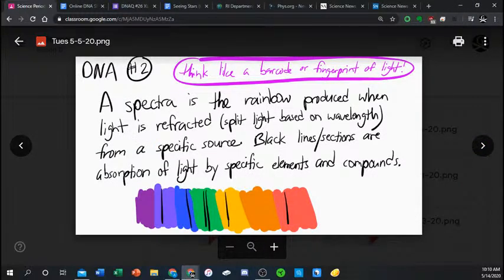Number 2, asking you what a spectra is. A couple people took to Google and they just used the definition they got from dictionary.com. Can't wait to see how this turns out for you on the DNAQ, but a spectra, yes, plural of spectrum, our definition is the rainbow produced when light is refracted or split based on wavelength from a source.